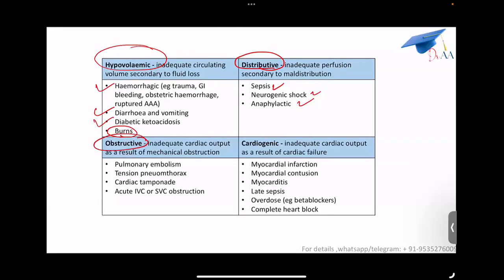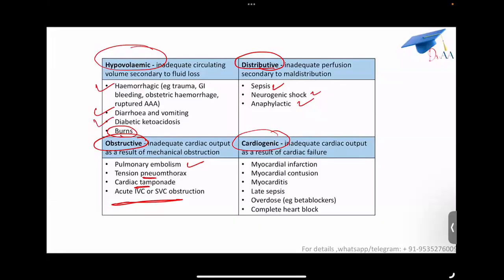Obstructive shock. There is an obstruction to the outflow of blood from the heart. It might be due to pulmonary emboli, where there is an obstruction to the outflow of blood from the right ventricle. It might be due to tension pneumothorax, cardiac tamponade, similar pathology, or acute obstruction in any one of the major veins like the inferior vena cava or superior vena cava.